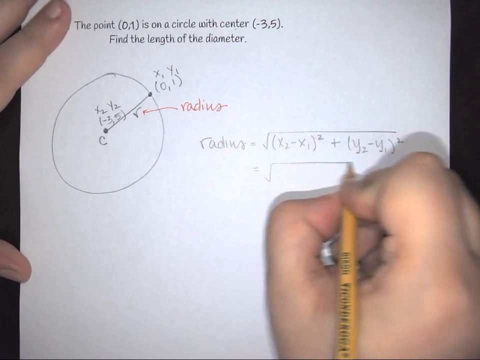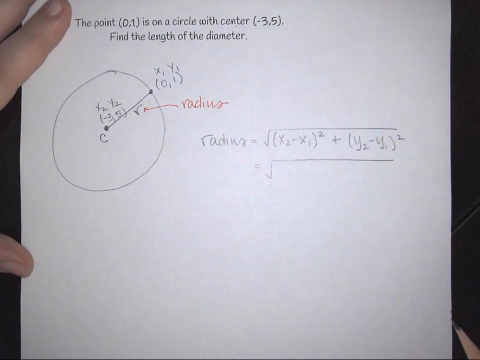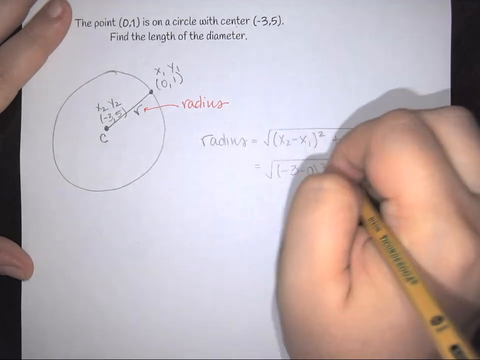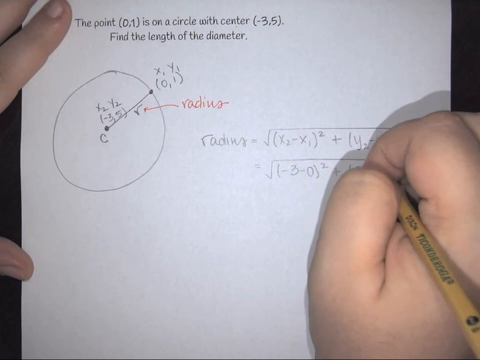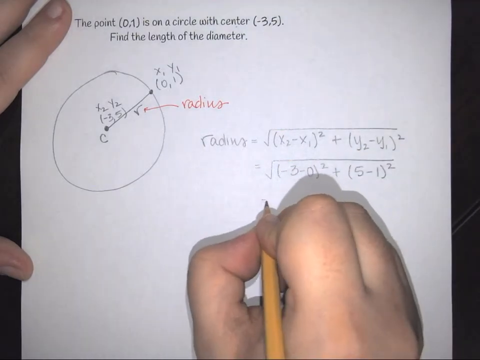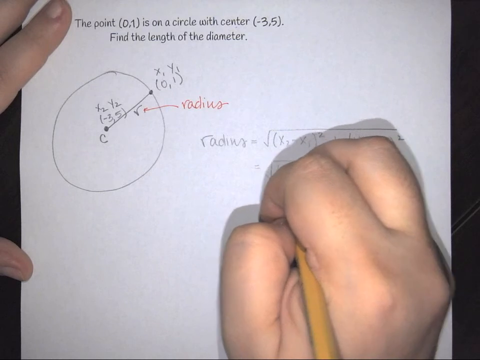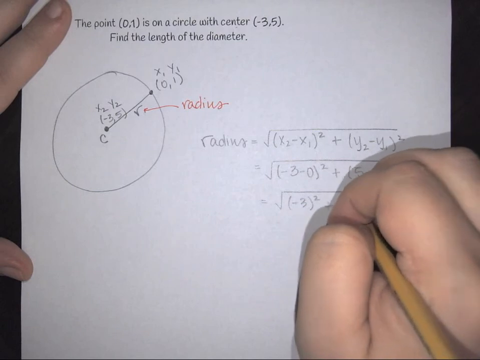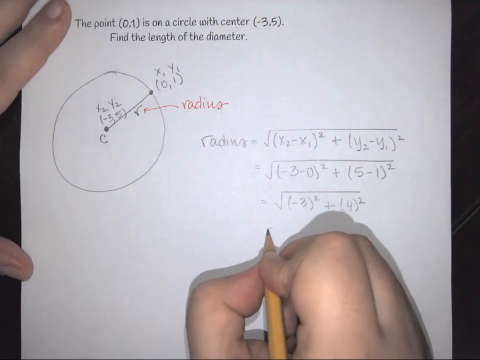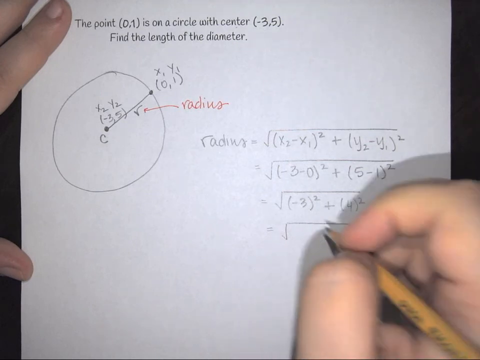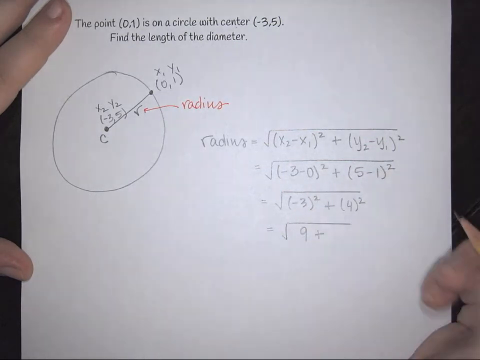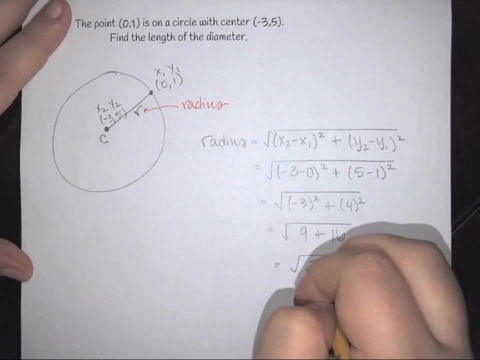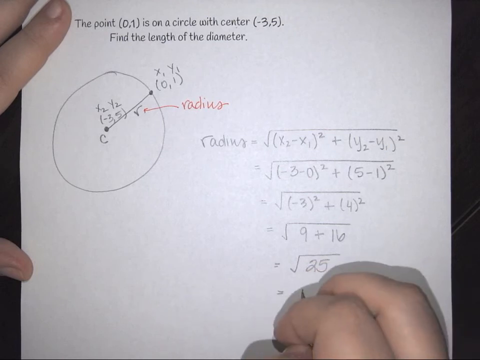So inputting into my formula says that I'm going to go -3 minus 0 squared plus 5 minus 1 squared. -3 minus 0 is -3, and then 5 minus 1 is 4. Still got to square them. -3 squared is 9. 4 squared is 16. 9 plus 16 gives you 25. And then when we take the square root, we get 5.